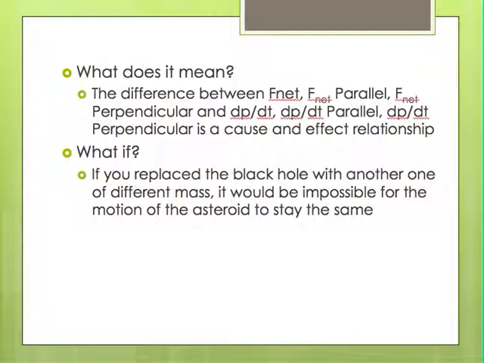And for the what if question, if you replace the black hole with another one of different mass, it would be impossible for the motion of the asteroid to stay the same. Because of the previously mentioned equation, we know G stays the same, the mass of the asteroid stays the same, the distance between the two in this case would also stay the same, and therefore in order for them to have the same force and the same positions as it has here, it would also have to have the same mass. Thank you.